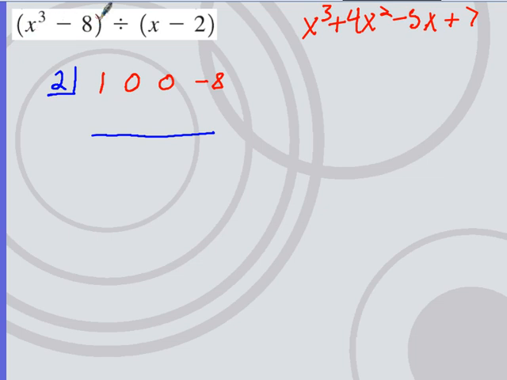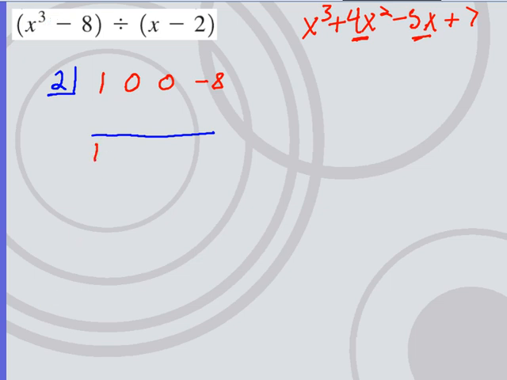This one is in descending order, but there's no x squared there. There's no x term there, but there is a constant term. So that's the reason I put 0 and 0, to fill in for the x squareds and the x's that aren't there. And again, your step: bring it down, multiply, combine, multiply, combine, and just keep doing it till you run out of numbers.